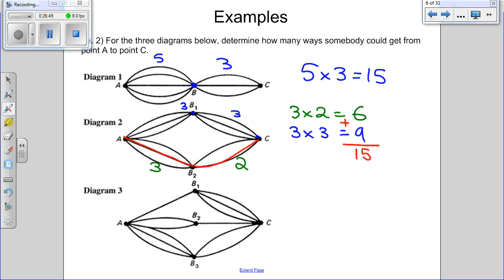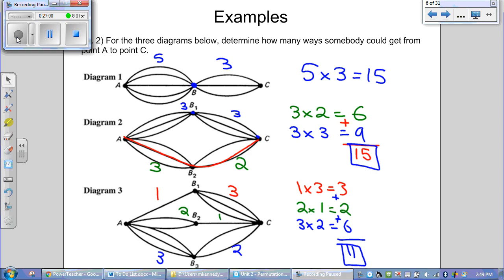Right, now you can try diagram 3. Alright. If we did this one, I did it in 3 colors. Red, green, and blue. If I go the red way, there's 1 way into B1, 3 ways into C. That's 1 times 3 for 3 going across the top. Across the middle would be 2 times 1. Across the bottom would be 3 times 2. You add all the results. The total should have been 11 pathways. Okay, those are the pathway questions.